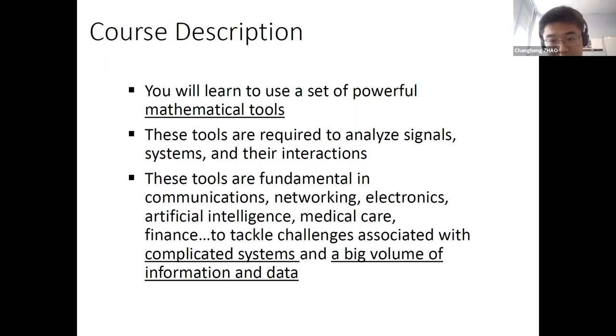So signal systems are everywhere related to these fields, and the mathematical tools to deal with signal systems are what you need to learn in the second year of your curriculum. Also those tools are used to tackle challenges associated with complicated systems everywhere, from engineering to our daily life, to finance. They also deal with a big volume of information and data. Today we are in the era of big data, so learning signal systems also meets the need of the time of big data.